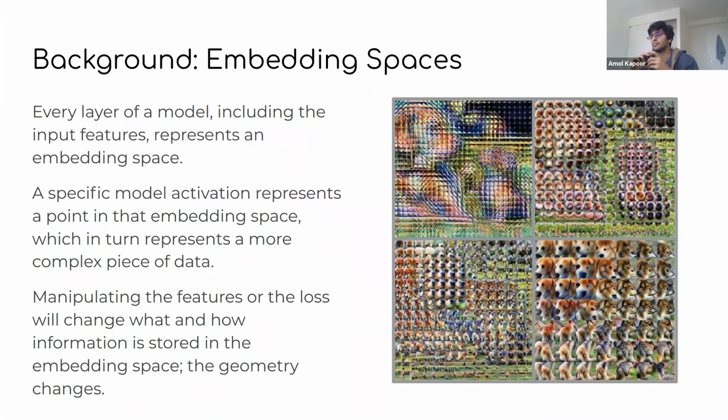Every single layer of the model, including the input features, represents its own unique embedding space. A specific model activation represents a point in that embedding space, which in turn represents some more complex piece of data. What's neat about this is if you manipulate the features or you manipulate the loss, you end up changing how the information is stored in the embedding space. I tend to think of this as some sort of really high dimensional manifold. What that essentially means is the shape of that manifold actually changes as you change the features in the loss function. You can see an example of this on the right.